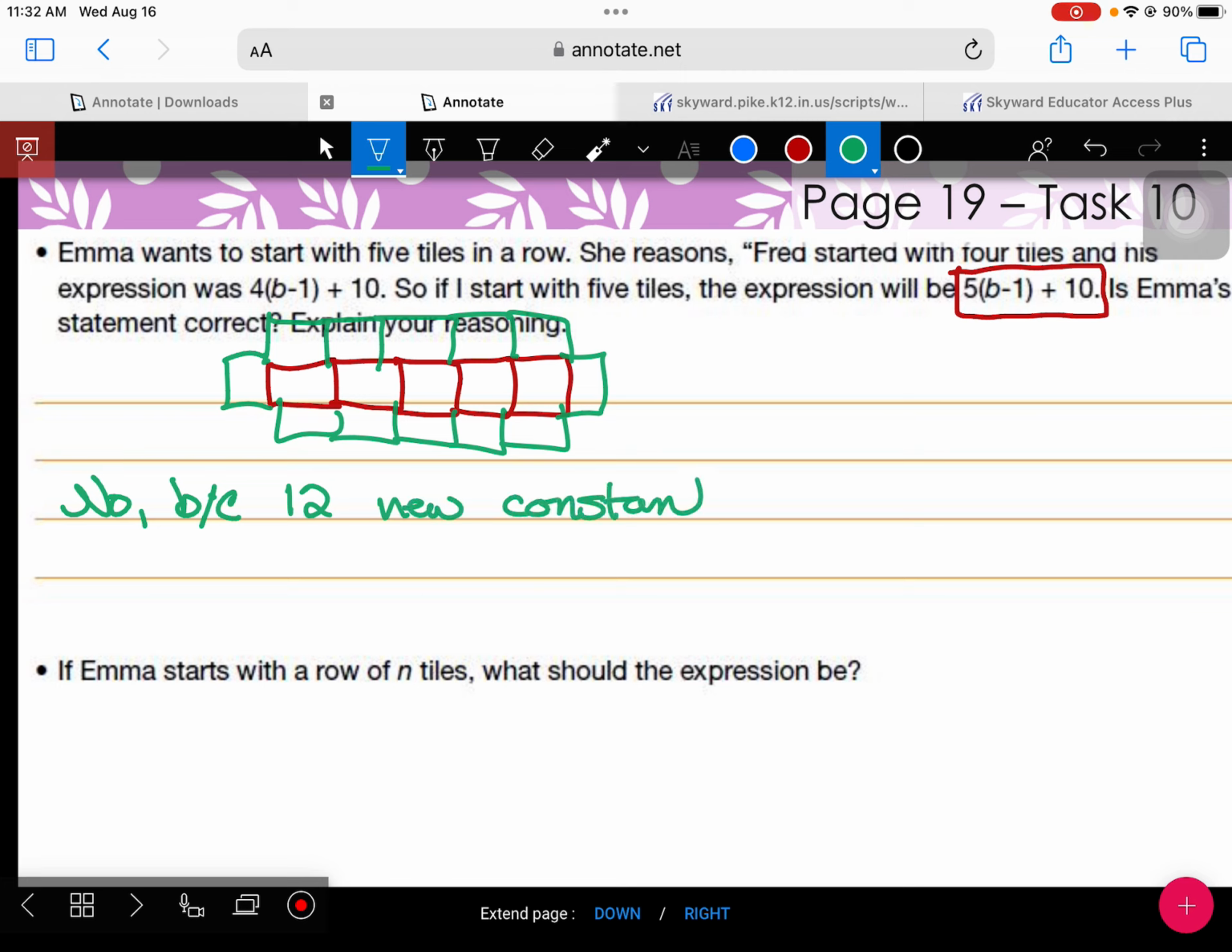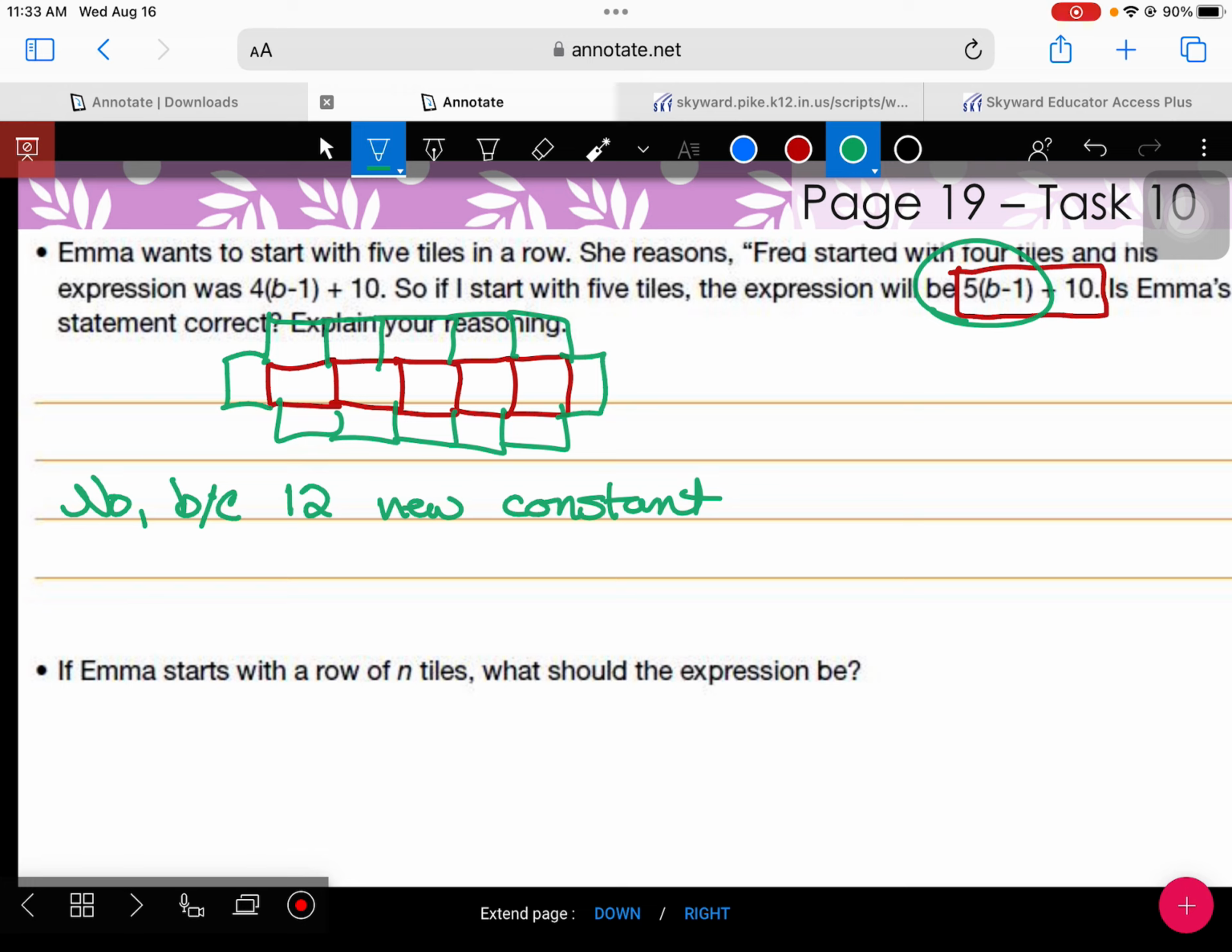Okay. What about the 5 times b minus 1? Why do you think that's not going to be the same? Because of the way it doubles, it still adds on 4 on each. Right, it's still going to add those 4 corners each time. So what should Emma's new, well, actually, we can kind of get in that. Is Emma's statement correct? Explain your reasoning.